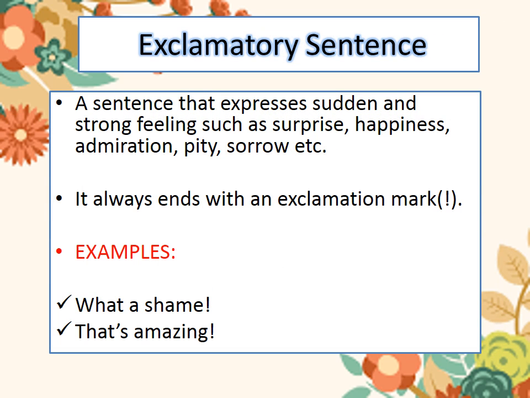The second kind of sentence is exclamatory sentence. An exclamatory sentence expresses sudden and strong feelings such as surprise, sorrow, happiness, admiration, pity, etc. An exclamatory sentence always ends with an exclamation mark. The examples are: What a shame! That's amazing!